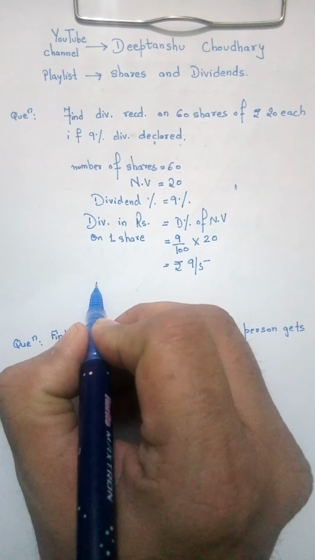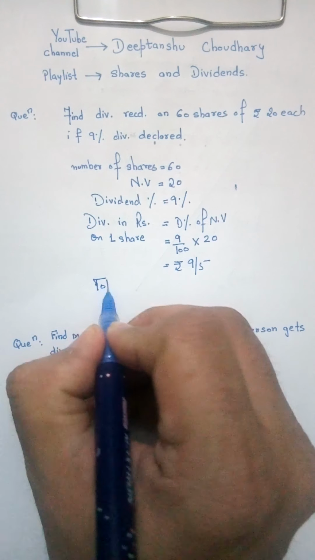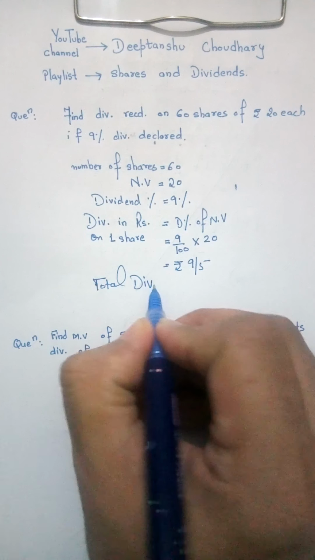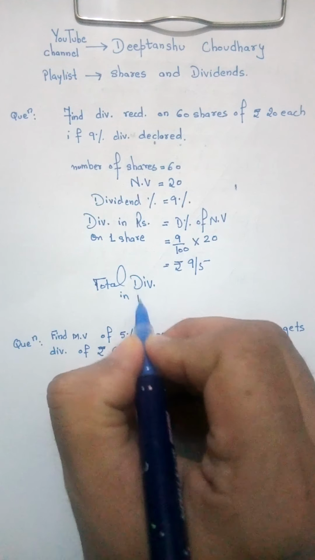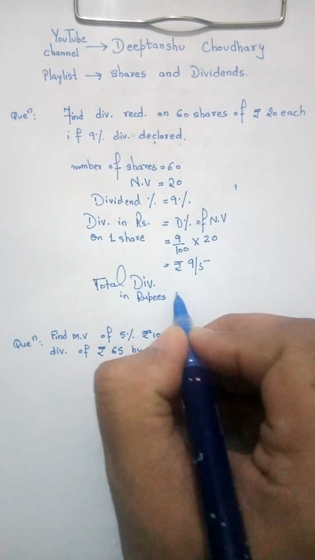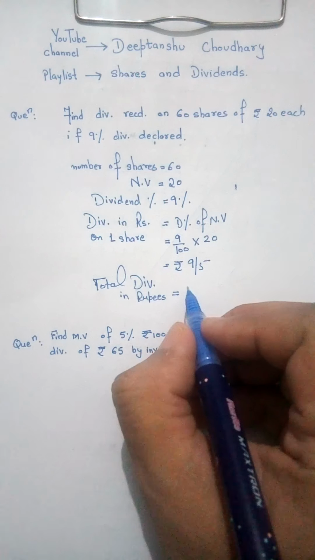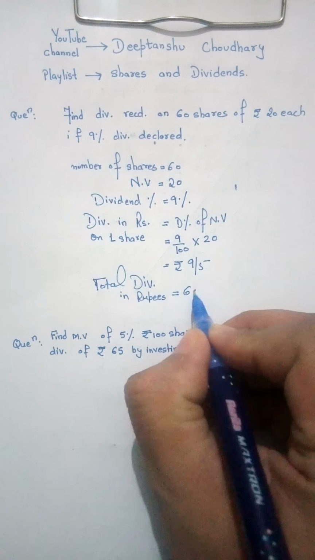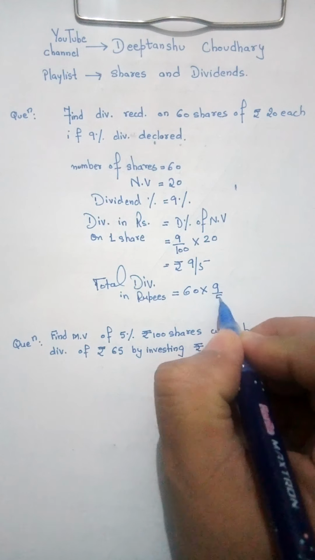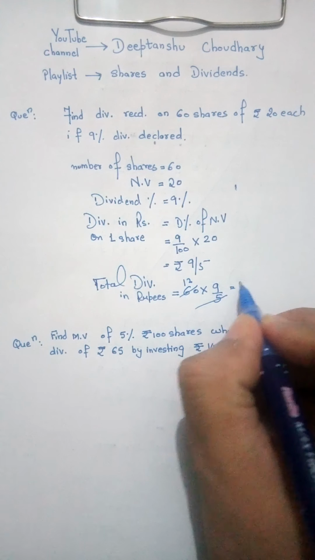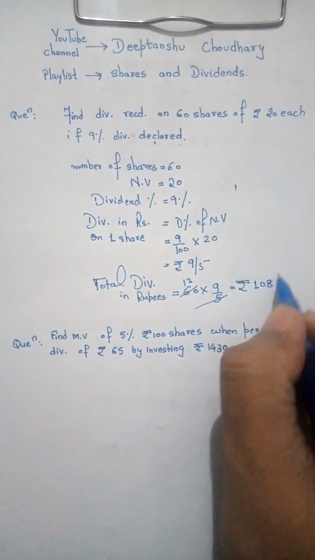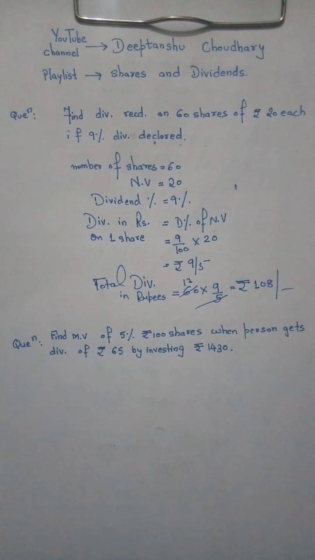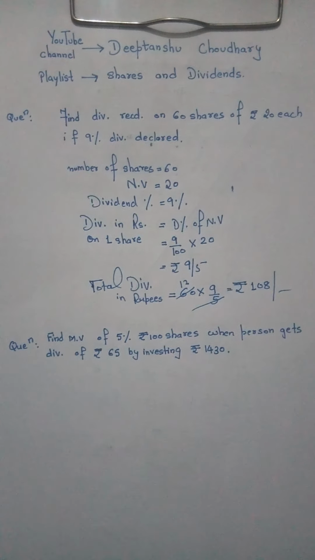So total dividend in rupees. You can also say annual dividend, annual income, they all mean the same, correct? Because it's the dividend which is the earnings of a shareholder when he invests in the share, correct? So it is 60 shares, so 60 into 9/5, 5 12s are 12. That is rupees 108, correct? So that is his overall dividend on the 60 shares, correct?